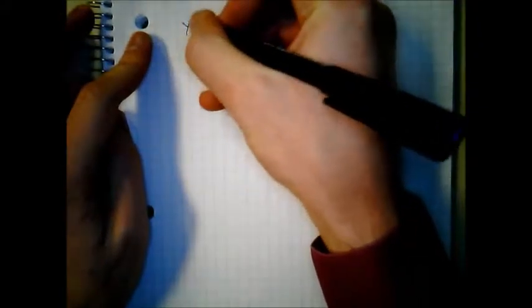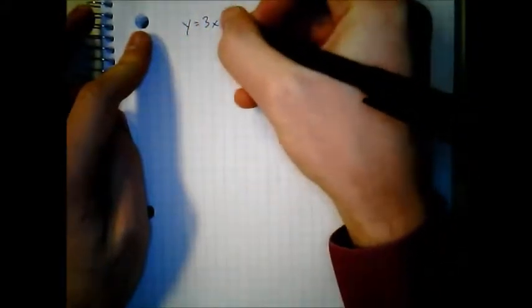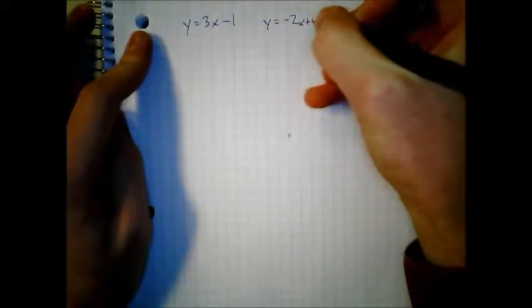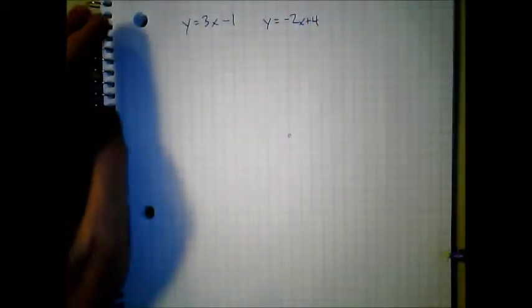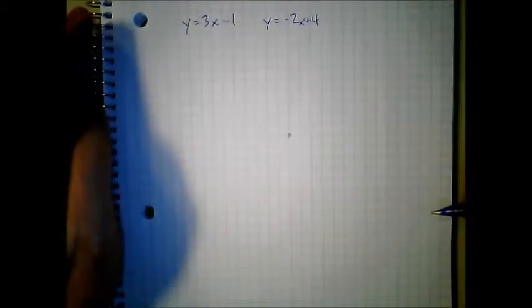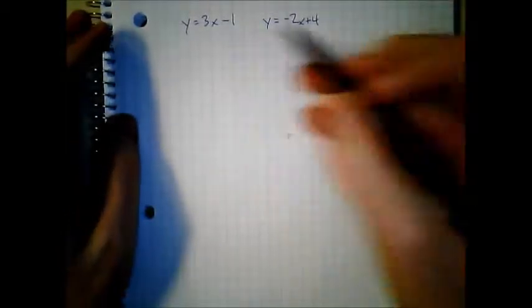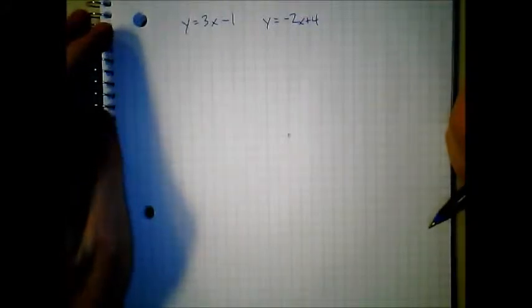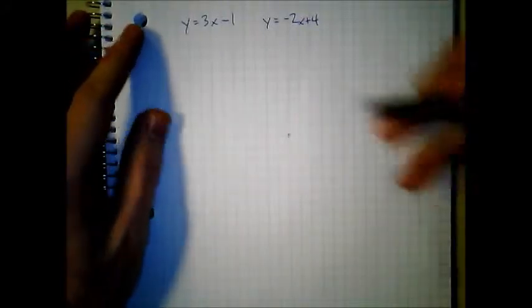Alrighty, in this video we're going to look at how to use the equal values method to find the point of intersection between two lines. So let's start by considering we have these two equations, y equals 3x minus 1, y equals negative 2x plus 4. For this first example, let's actually go through, graph, and understand these two equations and where they intersect, and then use that to get the ball rolling with our equal values method.